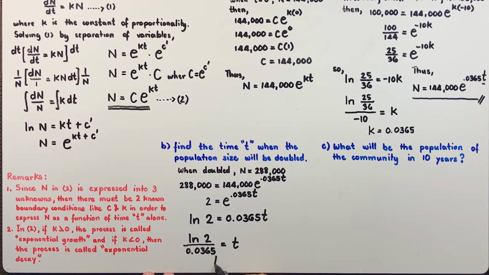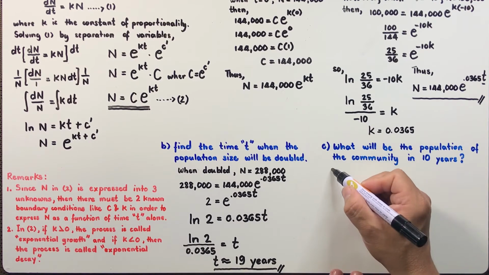And solving for our t, we have the quotient, which is approximately equal to 19. So the number of years that the population size will be doubled is 19 years. So this is the time needed for the population to be doubled. Now let's proceed to the third question here. What will be the population of the community in 10 years to come?